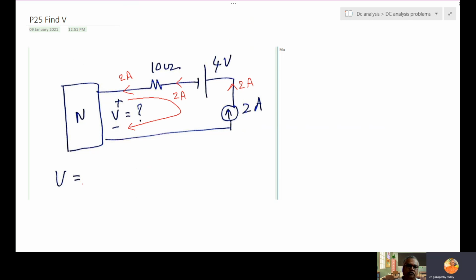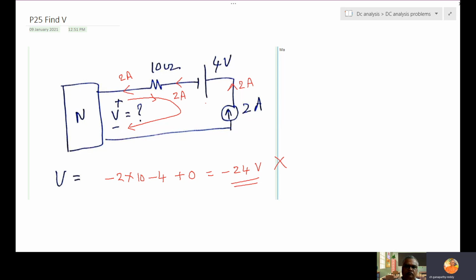So most of the students solve like this. V is equal to here opposite, na? Opposite means minus 2 into 10, then minus 4. Then here they take it as 0, since 2 into resistance is not there. So how much is this? Minus 20, so minus 24. This is an important, interesting mistake. Common routine mistake.